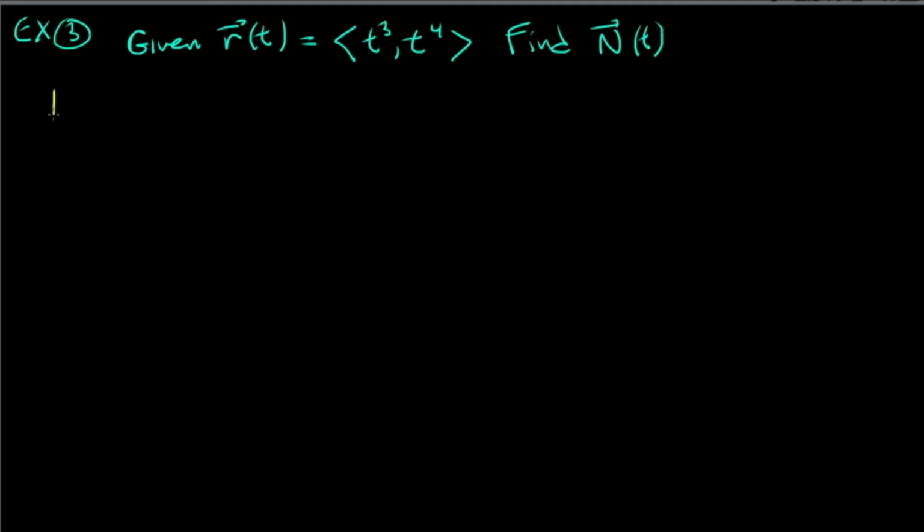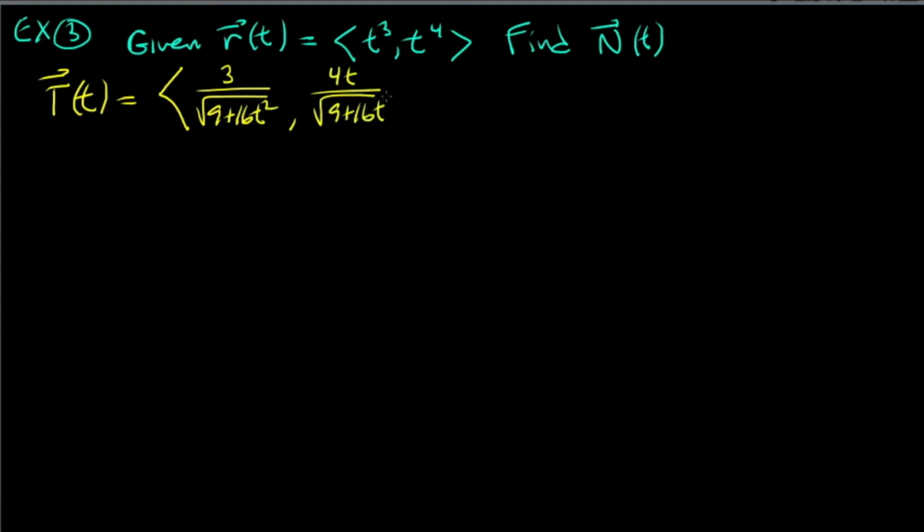Now we already found T earlier, so I'll remind you of that. I think it was in component form: 3 over the square root of 9 plus 16t squared, and then the second component was 4 times t over the square root of 9 plus 16t squared. Okay, so how do we find N?